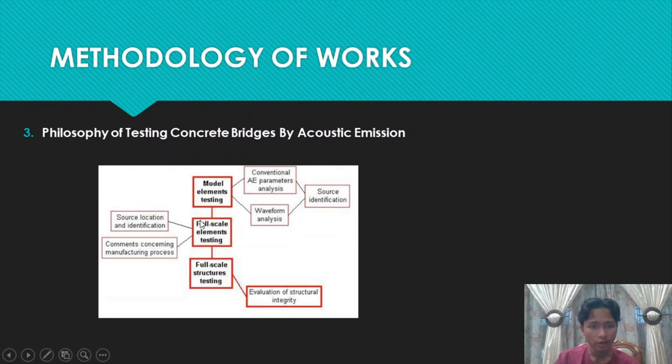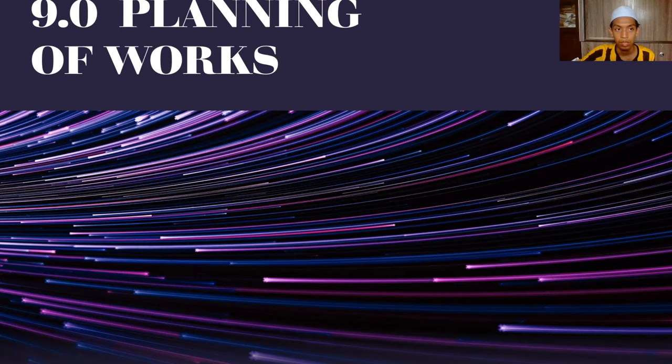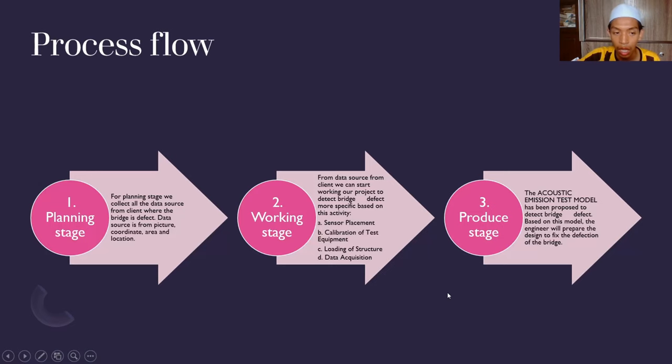This is the flowchart for testing concrete bridges by acoustic emission. So we need to do model element testing first, after that full-scale element testing, and then the final is full-scale structure testing. For planning of work, we have a process flow that starts from the planning stage to the produce stage.